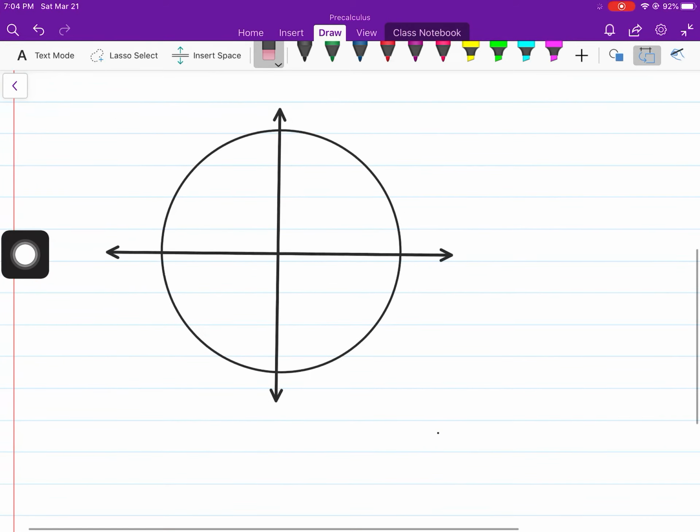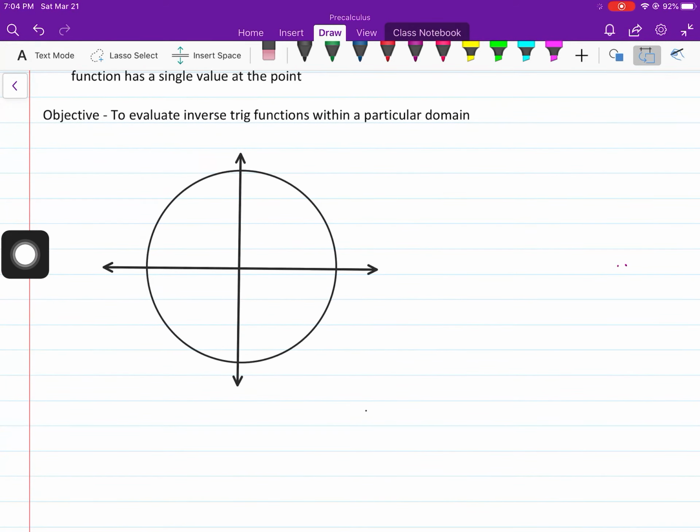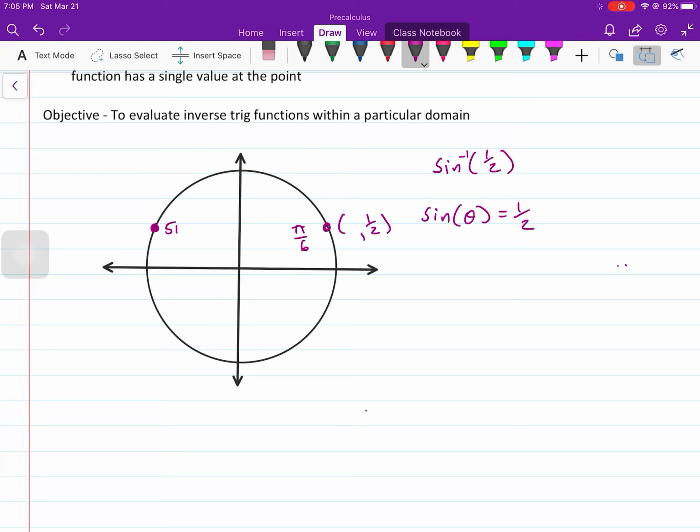So what do we mean by that? Well, if you think about it, if I were to ask you for sine inverse of 1/2, basically I'm asking you when does sine equal 1/2? And that happens actually at two places. It happens here at pi over 6, where it's 1/2 for the y value, and also at 5 pi over 6.